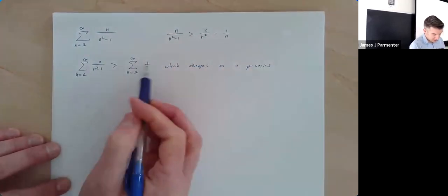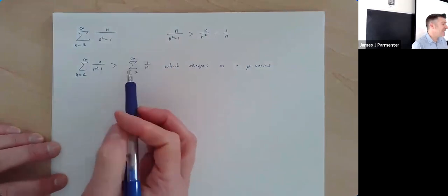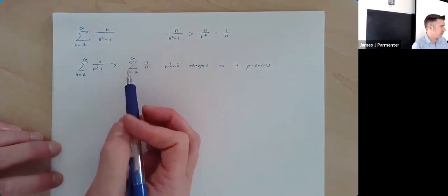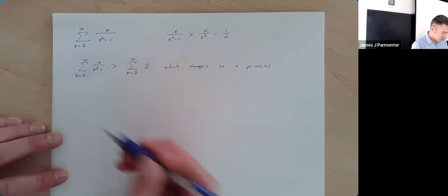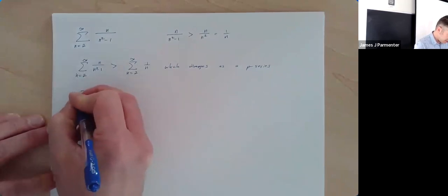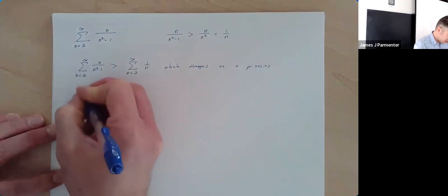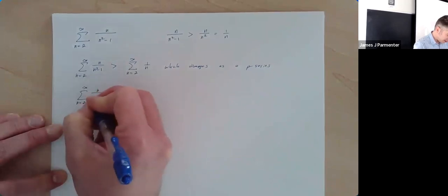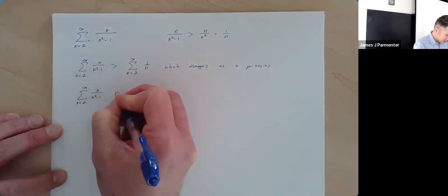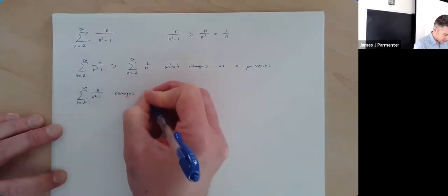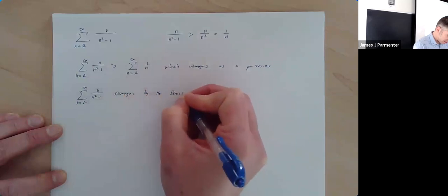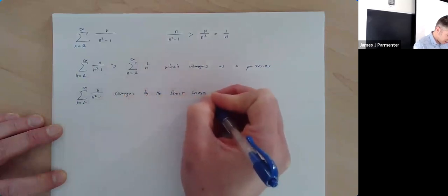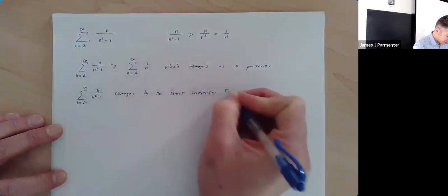So since this thing adds up to infinity, or gets infinitely large as we go further and further, this other series is also infinitely large. So we can say that the sum from n equals 2 to infinity of n over n squared minus 1 diverges by direct comparison, or diverges by the direct comparison test. You can also leave off the word direct.